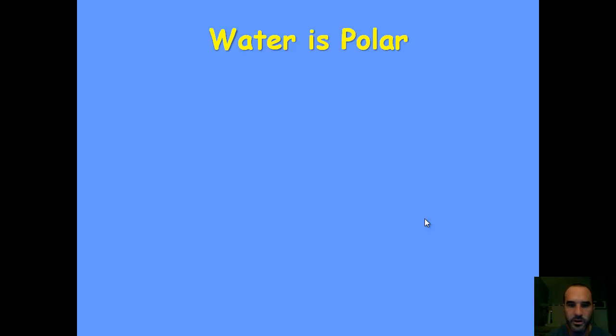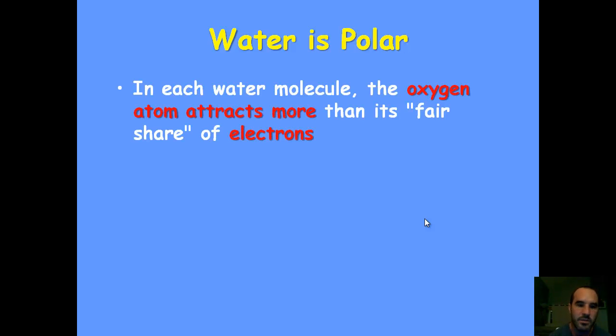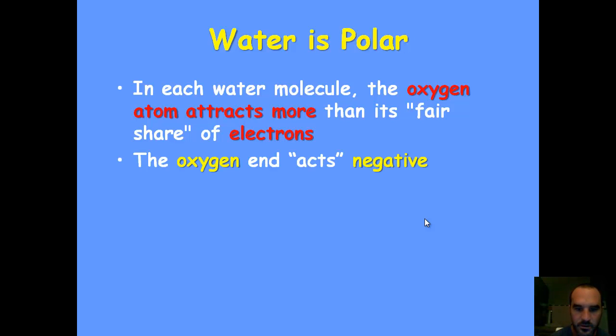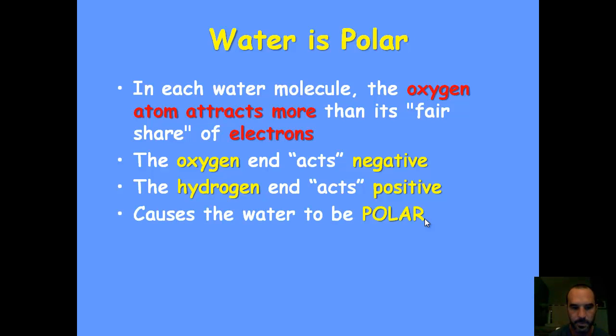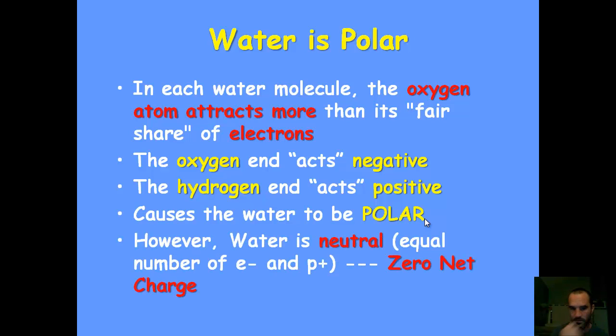So water is polar. Now what does that mean? It means that the oxygen side is going to attract more of the electrons, and it's going to be slightly negative. And the hydrogen side is going to have fewer electrons, so it's going to be slightly positive. This is what causes water to be polar. So overall, even though within a single molecule of water there's a slight positive on one end and a slight negative, the overall charge is neutral.